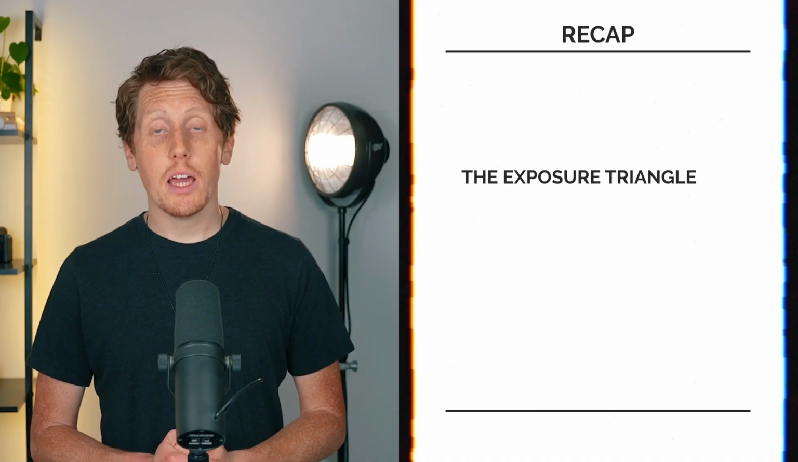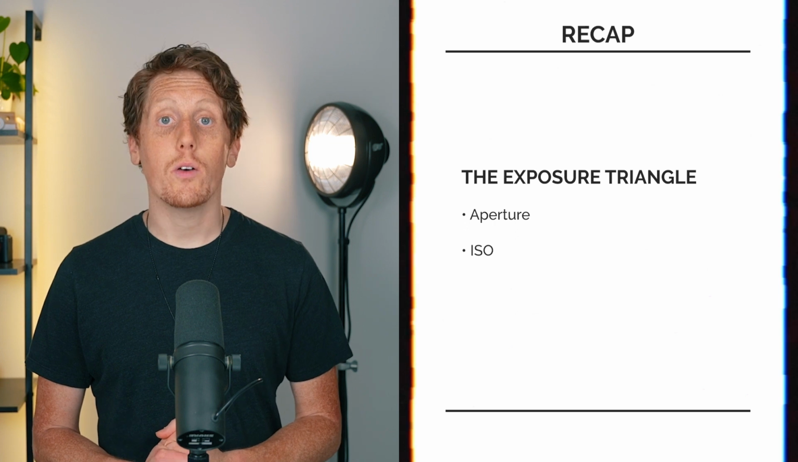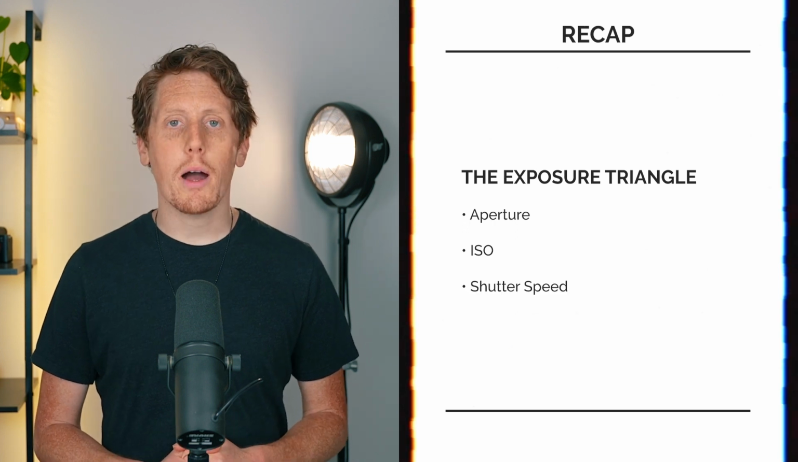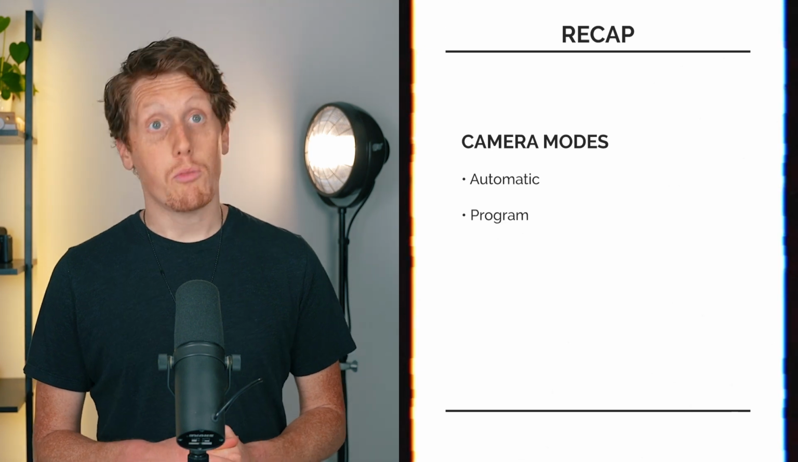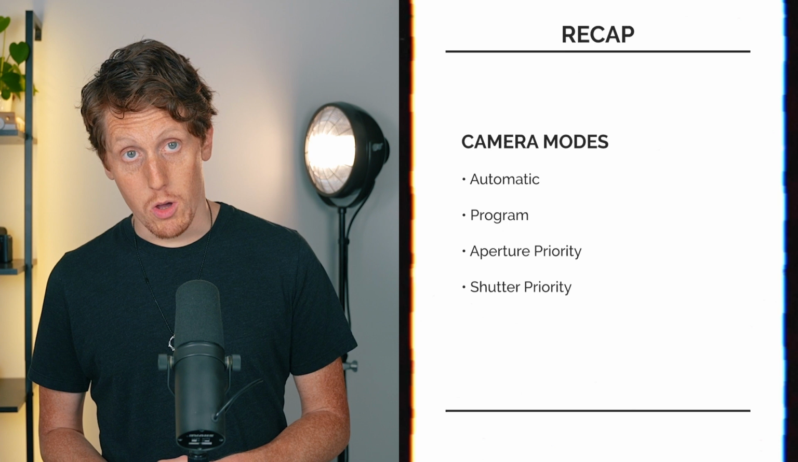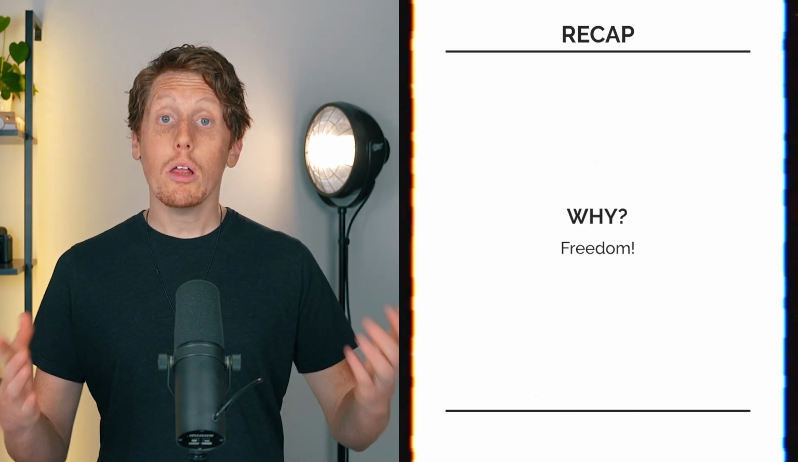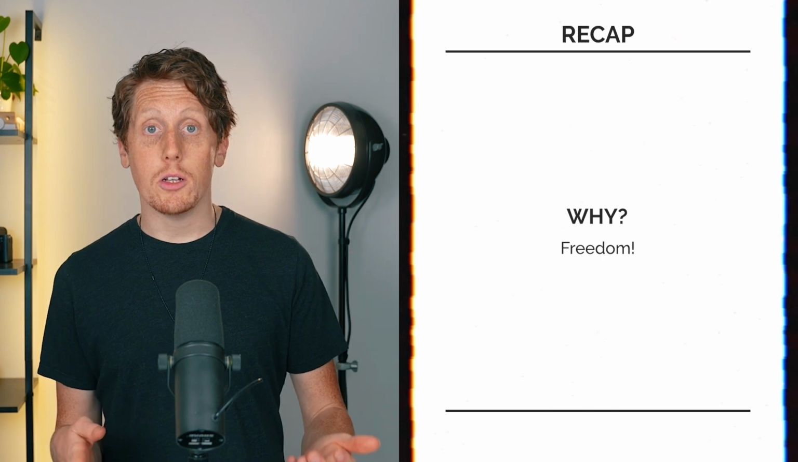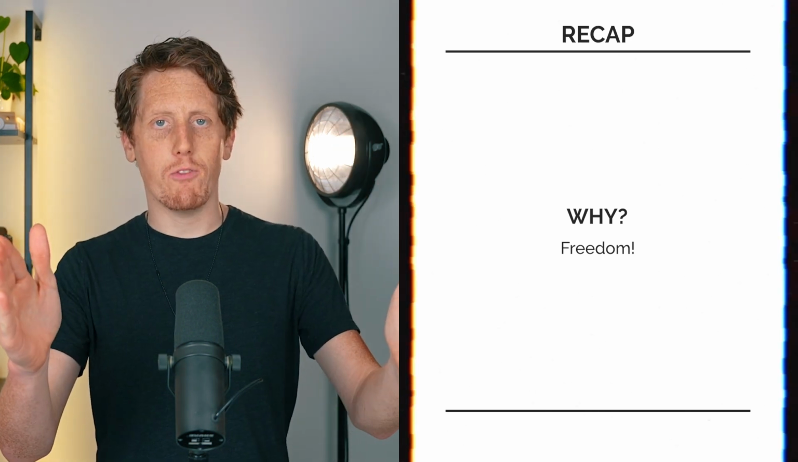But with all that said, that's about it for this one. To recap, today we spoke about the exposure triangle, which is made up of aperture, ISO, and shutter speed. We also spoke about camera modes, which are made up of automatic mode, program mode, aperture priority mode, shutter priority mode, manual mode. And we spoke about various other settings. All of these things allow you to control how your image looks and feels. Maximum technical freedom, maximum creative expression.